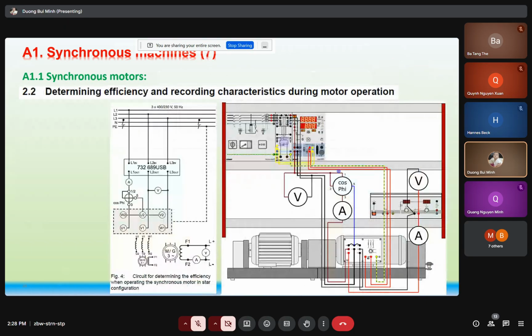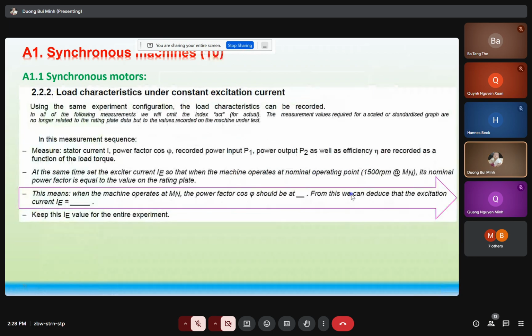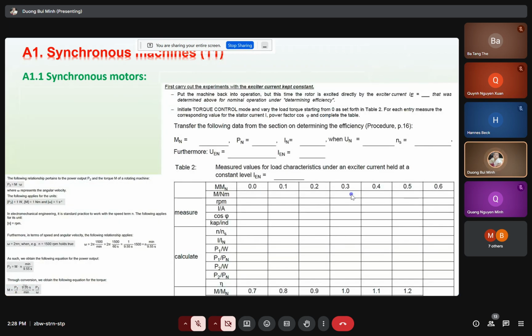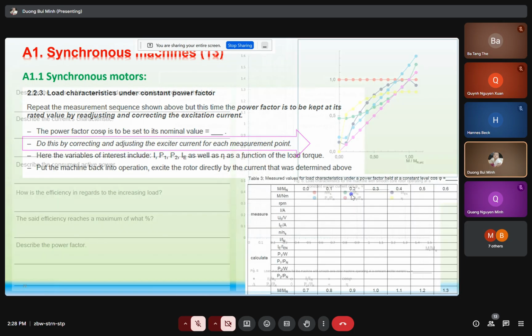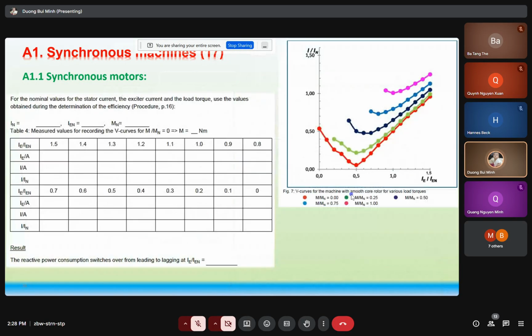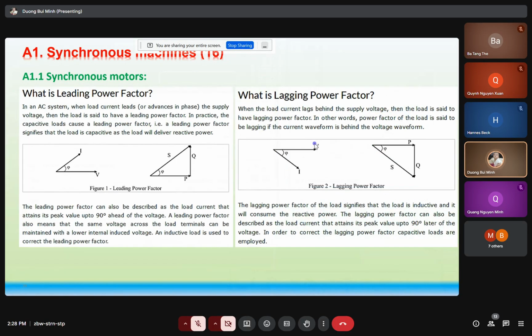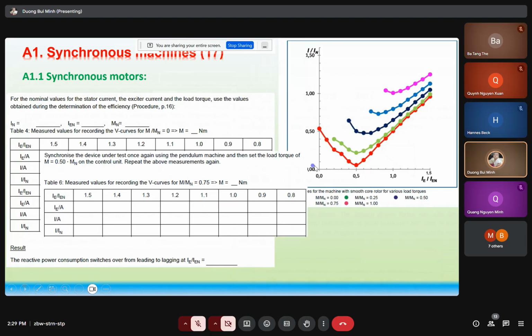Okay, so what is this circuit for? Why do we need to measure voltage? Why do you need to measure current here? Voltage, currents, power factors, yeah, many. Okay, so these are the ideas in relation to lab activities. I will add that information into the final exam. Yeah, this is A1, and of course, we also mentioned the V curve.